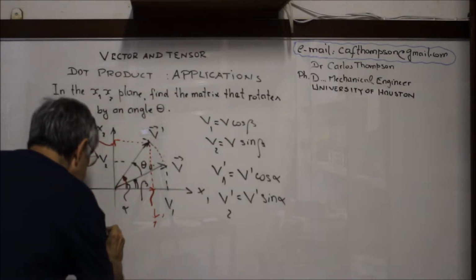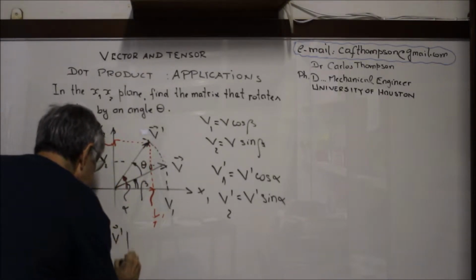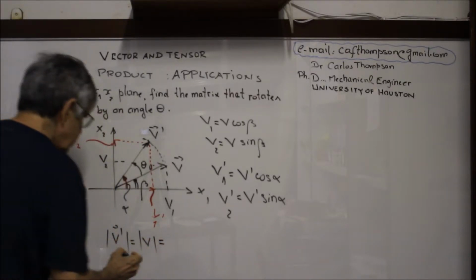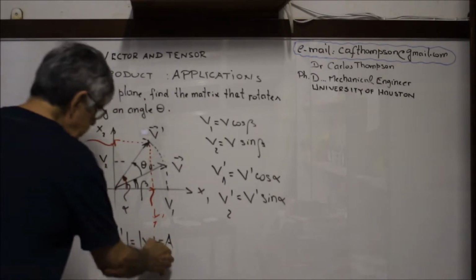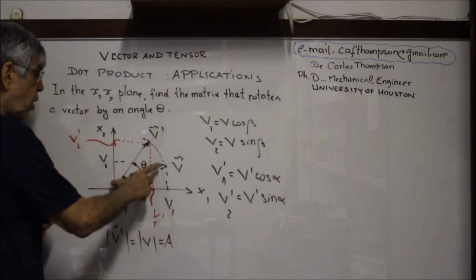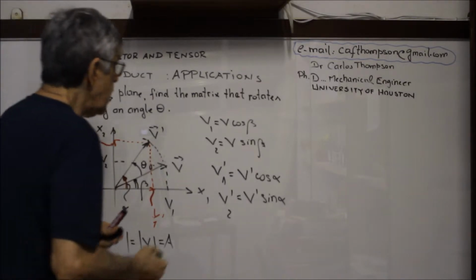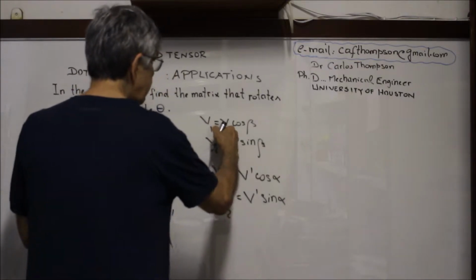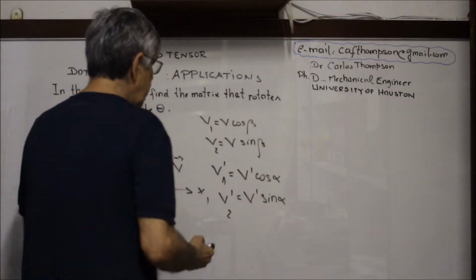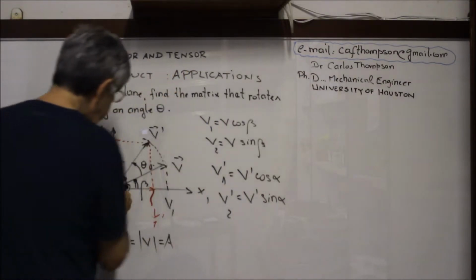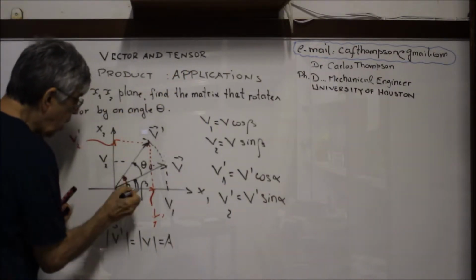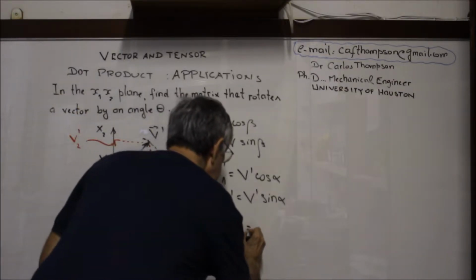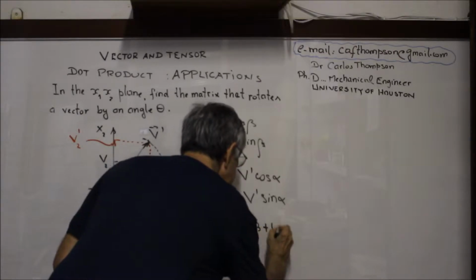But you see that the magnitude of v prime is equal to the magnitude of v. Let's call it A. A is the magnitude because this vector only rotates. Now just write this A, this is A, this is A, this is A. Now what is alpha? Alpha is beta plus theta.